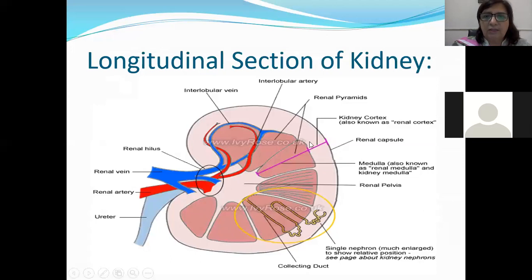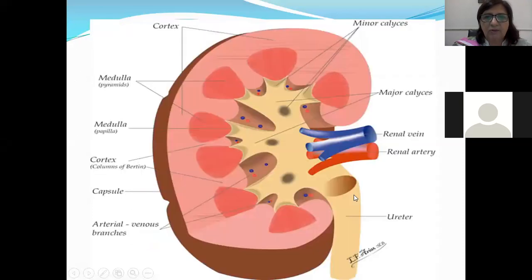If you see the kidney, this is a cut section of the kidney. This is renal cortex. This is renal medulla. The renal vein exits at the pole and the renal artery enters it, and the ureter comes out of the renal hilus. This is renal pelvis. The medulla has got pyramids. These are major and minor calyces which are present in the medulla, and the cortex contains both the glomeruli and the tubules. So this is the cut section or longitudinal section of the kidney.